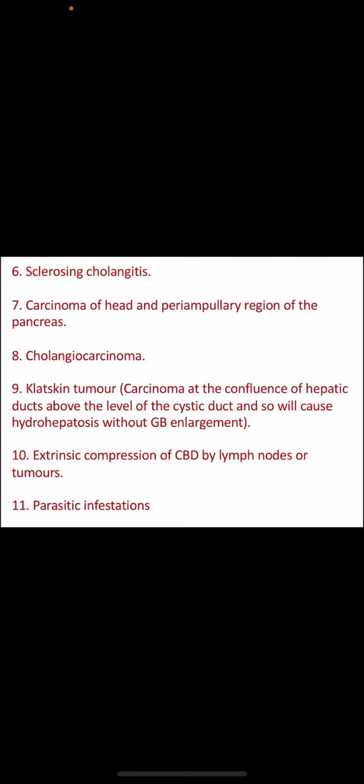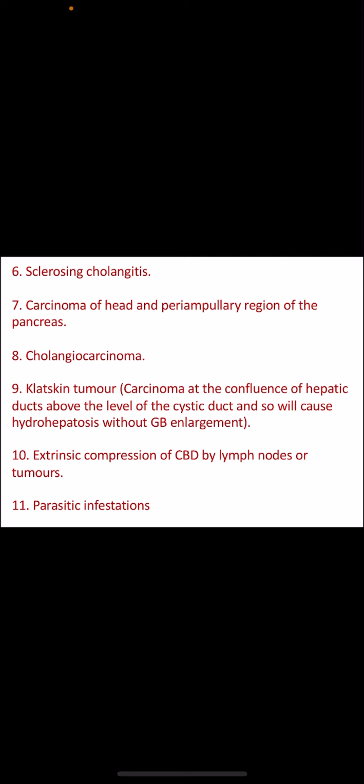Cholangiocarcinoma is a tumor of the lower end of the common bile duct or the biliary tree. It could be at the lower end of the common bile duct, or at the confluence of the common hepatic duct, which is called Klatskin tumor. Klatskin tumor is carcinoma of the confluence of the common hepatic duct, and the patient also presents with obstructive jaundice. We do an ultrasound and see the common bile duct is not dilated, because the obstruction is above the common bile duct, at the confluence of the common hepatic duct. That's why the common bile duct will be normal.